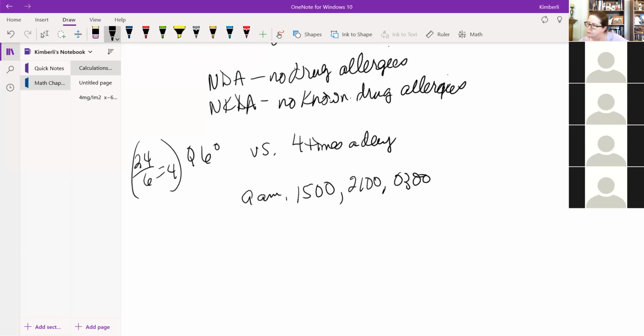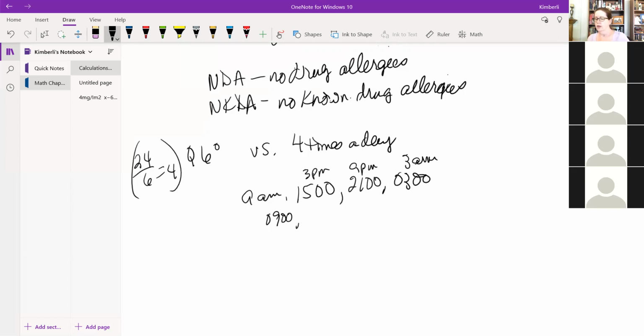So if they take it at 9 a.m., 3 p.m., 9 p.m., and 3 a.m. Wait, I'm missing something here. 9, 3, 9, 3. Yes, okay, so 9 a.m., 3 p.m., 9 p.m., and 3 a.m. Okay, so their doses are going to be 0900, 1500, 2100, and 0300. So that's exactly every 6 hours, right?